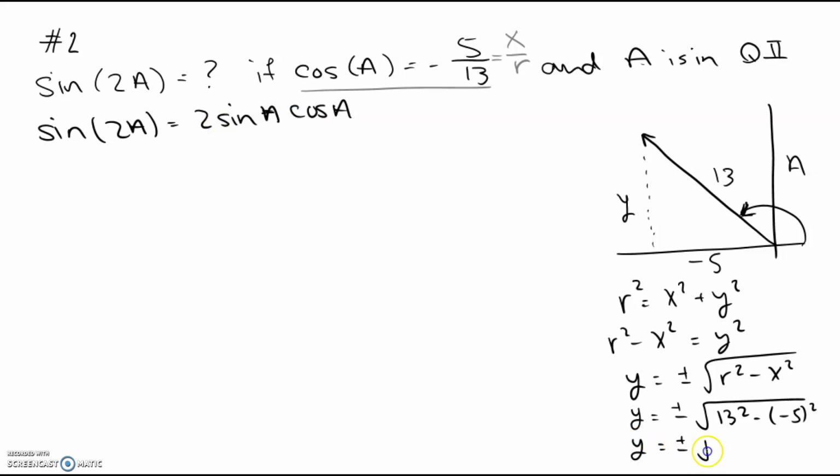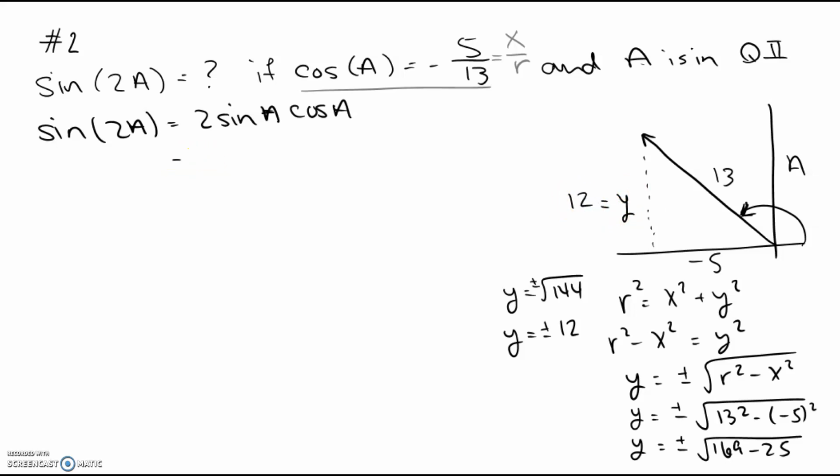So plus or minus the square root of 169 minus 25, which is going to give us plus or minus the square root of 144. So that would be plus or minus 12. Since y is positive here, this is going to be a positive 12.